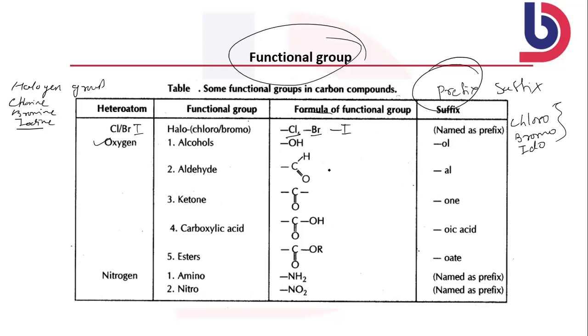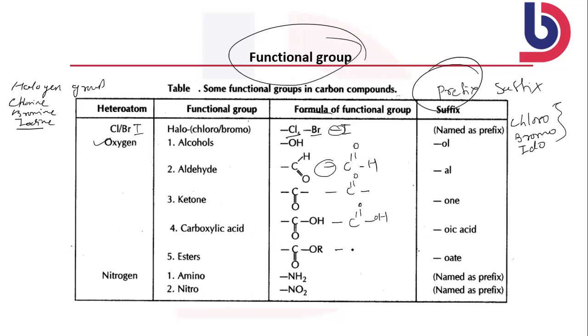Now aldehyde: the functional formula for aldehyde is C double bond OH, and the suffix for aldehyde is AL. Ketone is C double bond O. As you can see, all the functional groups come with a bond, and with this bond they attach to the carbon. The suffix for ketone is ONE. The fourth one is carboxylic acid. Its functional formula is C double bond OOH, and the suffix is oic acid.